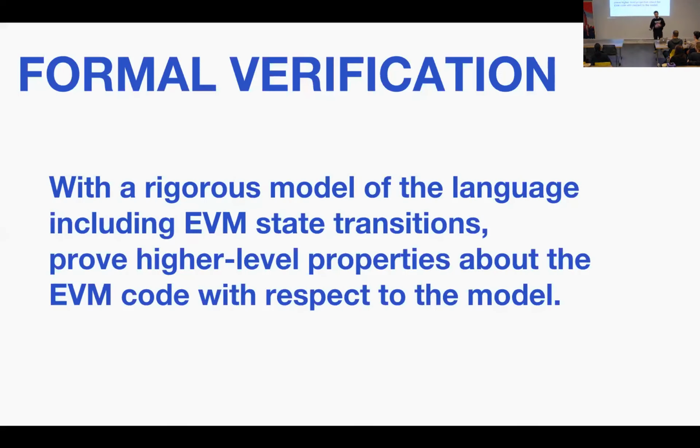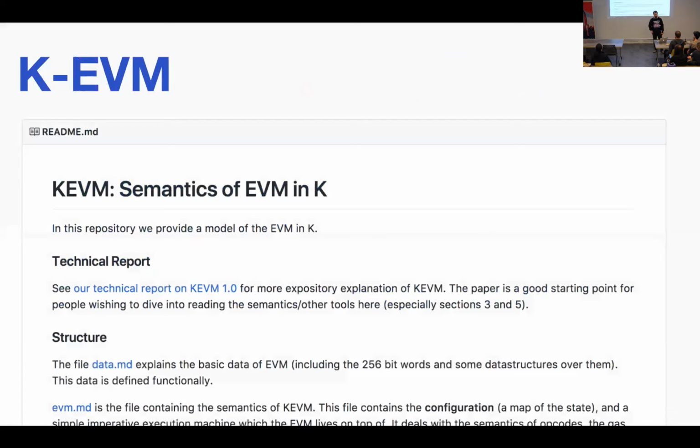Formal verification, in essence, is by developing a rigorous model of the language, including EVM state transitions, you can prove higher level properties about the EVM code with respect to the model. So basically, you can do math and prove theorems to say, yeah, this bad state that you never want your contract system to get to, that's impossible. It is unreachable.